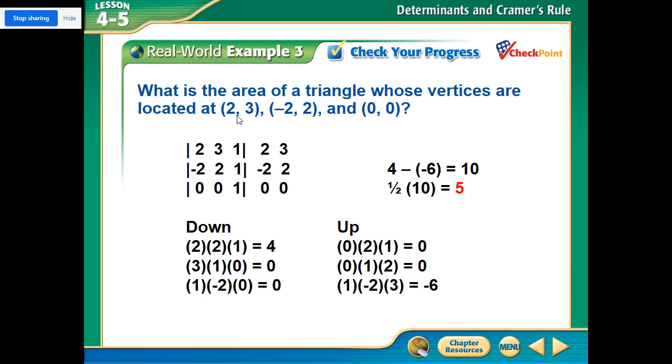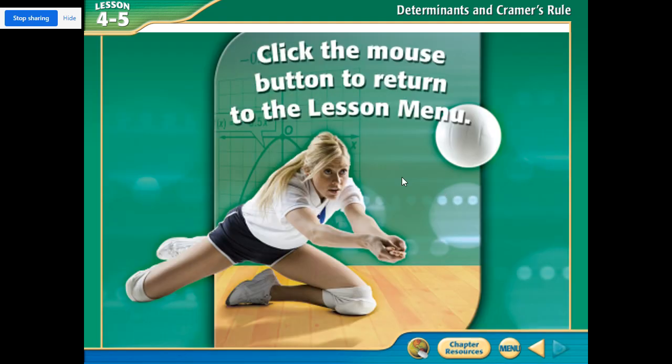How about another one? 2, 3, first row, -1, 2, and 0, 0. That's a nice one. Replacing the 0, 0, we're going to get a lot to cancel out. So here's our down: 2, 2, and 1 for 4, 0, and 0, giving us 0 out. Going up, 0 that way, 0 that way, and so we're only dealing with this last one, which is -6. So it's 4 minus a -6, which is 10, and we do 1/2 of 10, so our answer is 5 units squared. All right, that's what I have for you today.